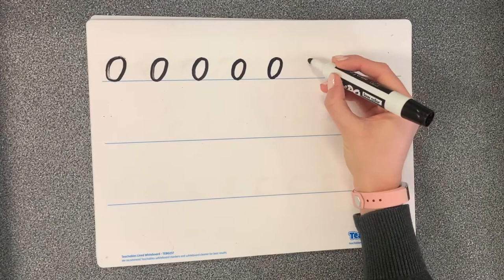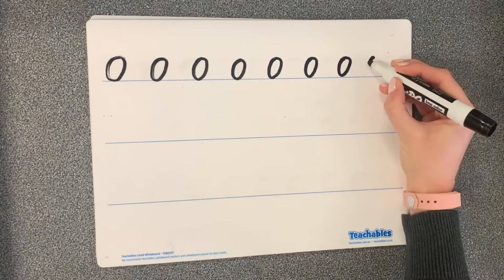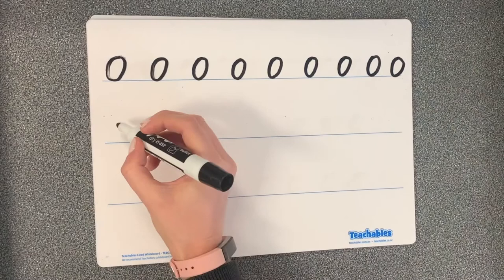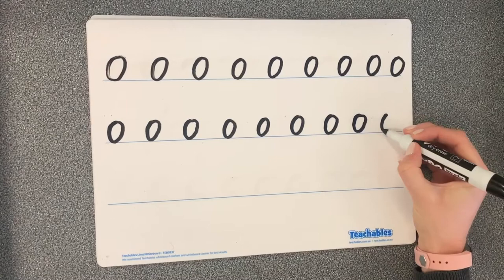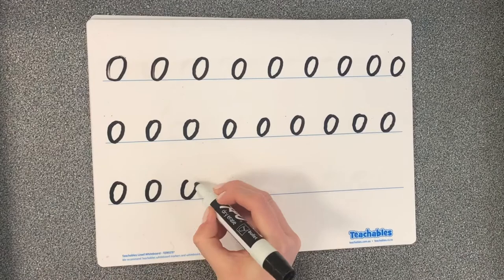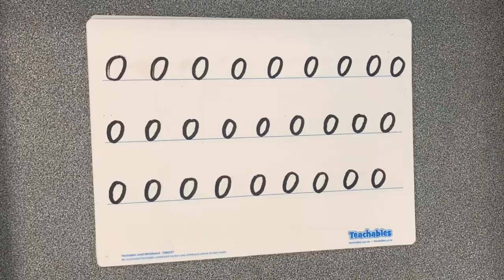Just like this. Go along. And when you get to the end of the line, you guessed it, sweep down. It's actually also a shape we use when we're writing a number. Do you know what number might look like this? That's right, a zero. Sweep down. And stop. Well done.